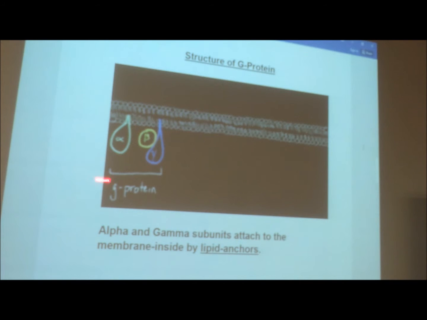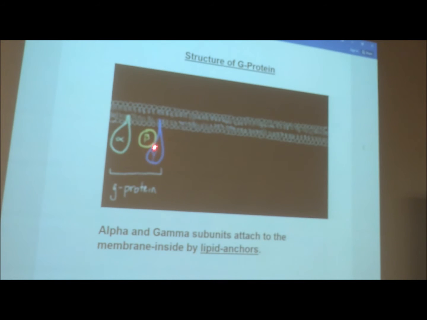Here I have shown the different subunits of the larger G-proteins. There is an alpha subunit, and there are beta and gamma subunits together called the G-protein. Alpha and gamma subunits are drawn in a different way rather than the circle for the beta subunit.